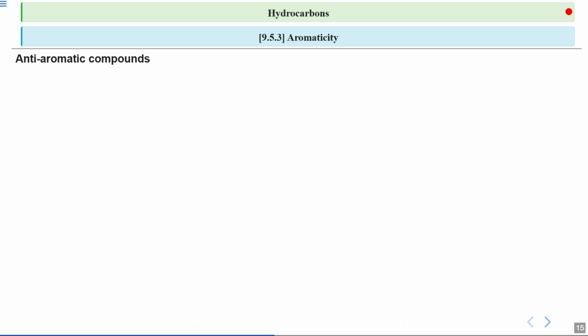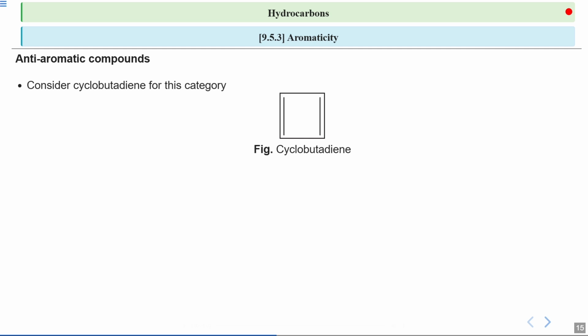Now, we will shift our focus to anti-aromatic compounds, a special category in the study of hydrocarbons. Anti-aromatic compounds are molecules that look like they could have been aromatic but actually have unique properties that make them unstable. We will use cyclopentadiene as our example to understand what makes a compound anti-aromatic. So let us start by looking at cyclopentadiene. Notice the structure shown here. It has a 4-membered carbon ring, each carbon bonded to a hydrogen atom. This structure helps us visualize the arrangement of atoms in cyclopentadiene, which is key for understanding its properties.